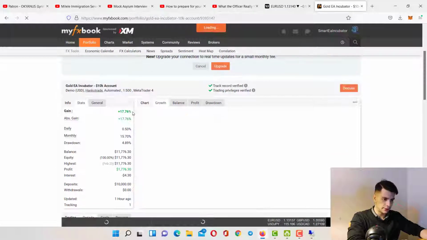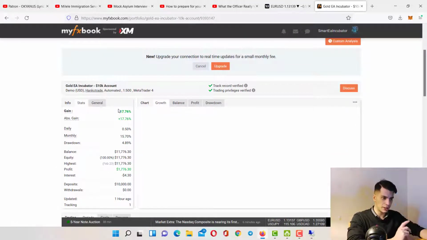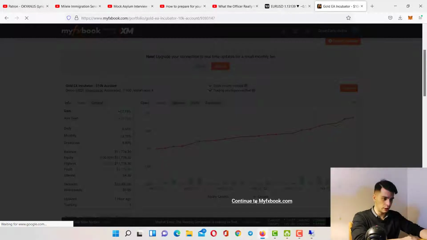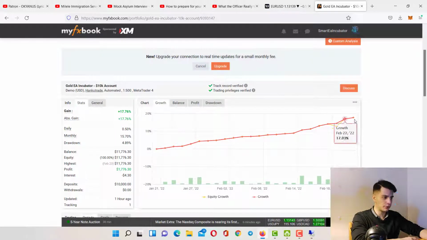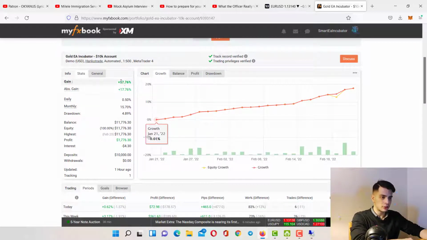But this is how it looks like on my FX book. 17.6% in almost a month, from January 21st to February 23rd, 32 days, 17%, which is absolutely mind-blowing.